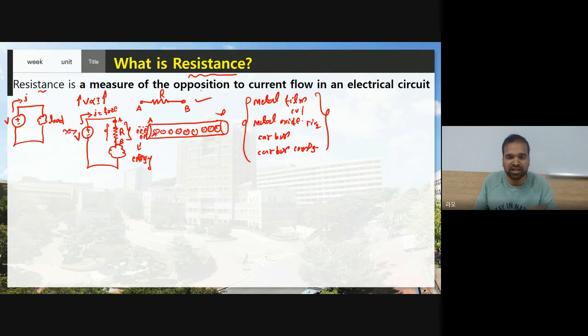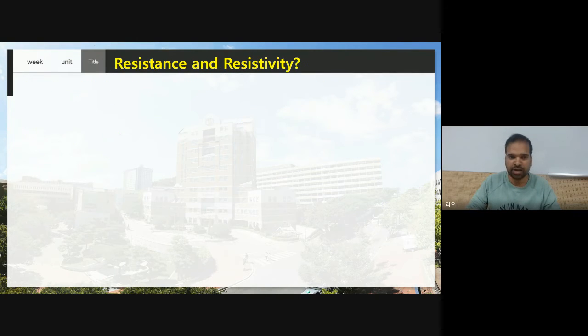Resistance is nothing but it will stop the flow of electrons in the circuit. So we are using a resistor to do that. Clear? Now you need to understand the relationship between resistance and resistivity.